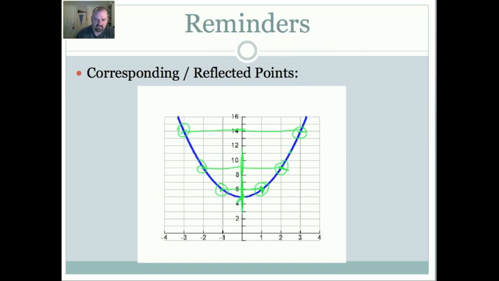Now, just because I didn't mention, say, this point, doesn't mean it doesn't have a reflecting point. We just picked these because they're right on the line, so they're nice whole numbers. But this one, you'll notice, is about 2.5 units to the right, and its corresponding one is about 2.5 units to the left.